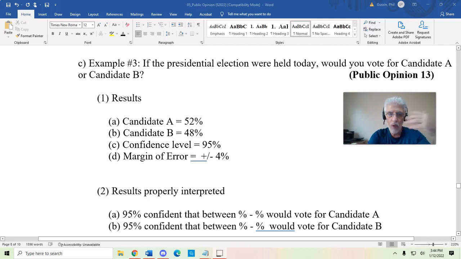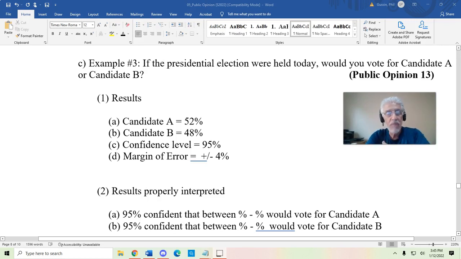And so now I want to give you one more example to talk about public opinion polls and how they're properly interpreted, but I'm going to add something a little bit more in this example. So in this hypothetical poll, the question was, if the presidential election were held today, would you vote for candidate A or candidate B? And the results are as follows. 52% of the people polled say they would vote for candidate A. 48% say they would vote for candidate B.